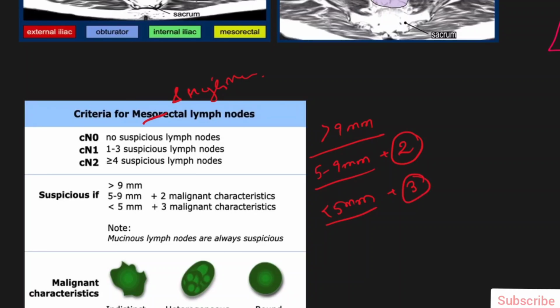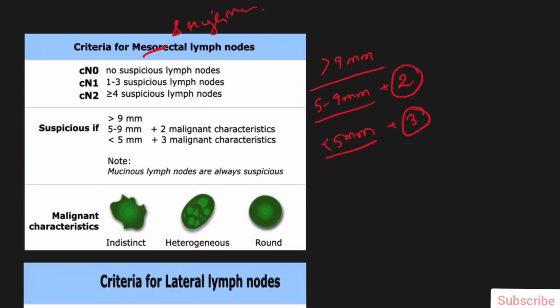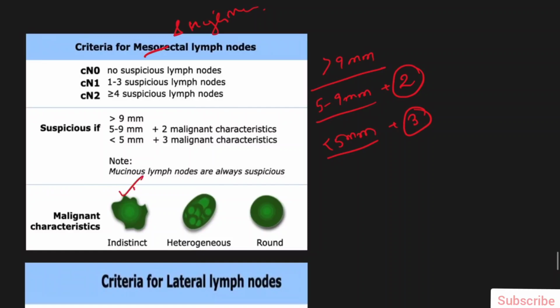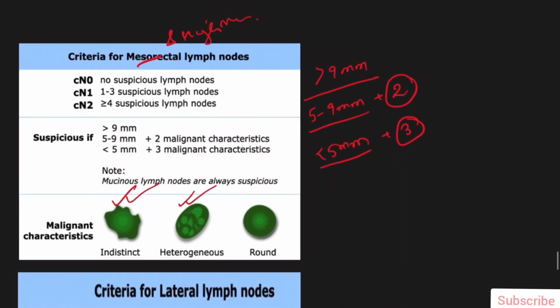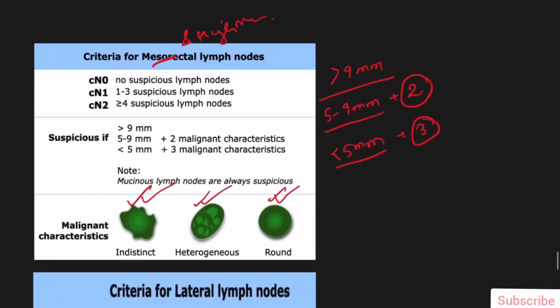What are these malignant characteristics? Malignant characteristics include the indistinct boundaries, the heterogeneous appearance, and round shape. Okay, these 3 are the malignant characteristics. Remember, mucinous lymph nodes, very hyperintense on T2 following the tumor signal, are always suspicious. So this criteria is for mesorectal and high mesorectal.